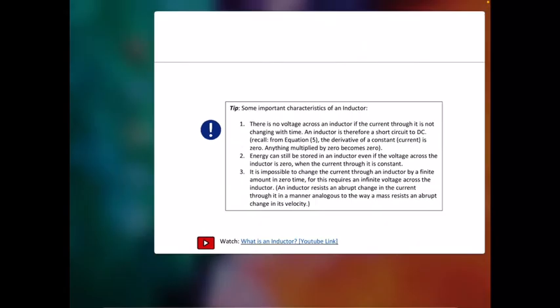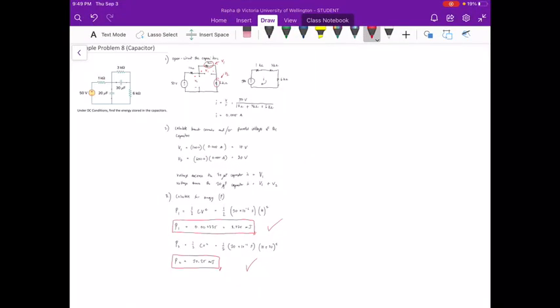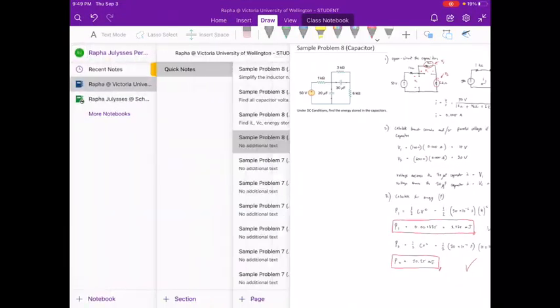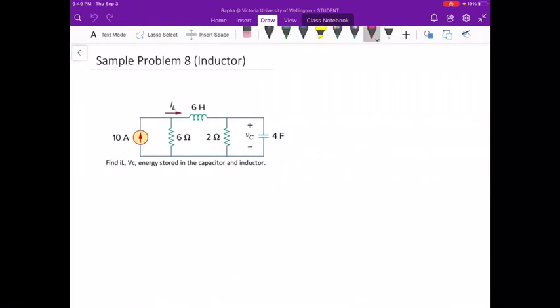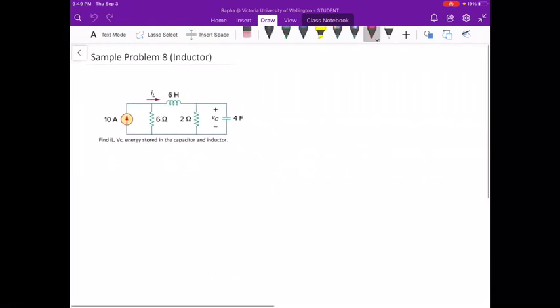So let us solve a sample problem that involves inductors this time. We need to find the current IL, as you can see in the diagram. We also need to find V sub C, the voltage across the 4 farad capacitor, and the energy stored in both the capacitor and the inductor.